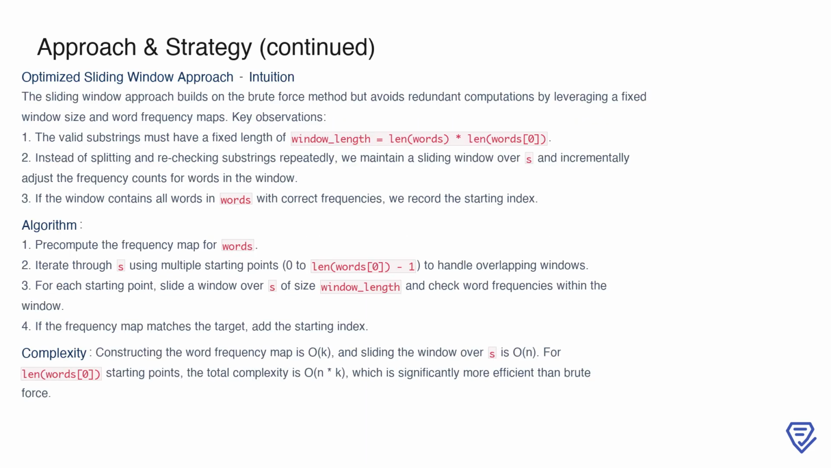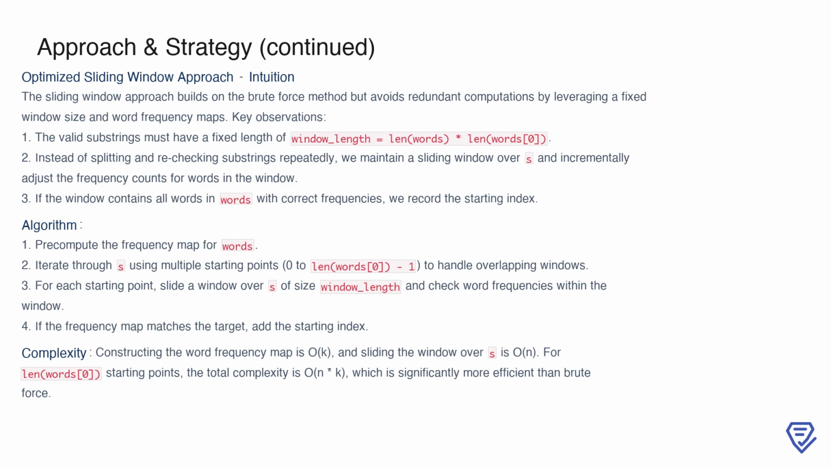Now, to overcome the inefficiencies of the brute force method, we can use the optimized sliding window approach. This method eliminates redundant computations by leveraging a fixed window size and word frequency maps. The first observation here is that any valid substring must have a fixed length, which we calculate as window_length = len(words) * len(words[0]). Instead of repeatedly splitting and rechecking substrings, we use a sliding window over S and dynamically adjust the frequency counts of words within the window.